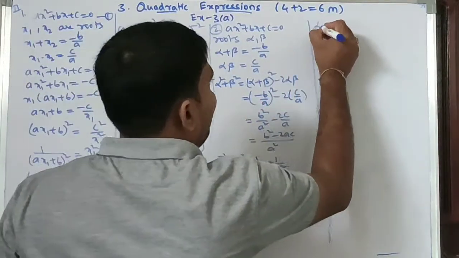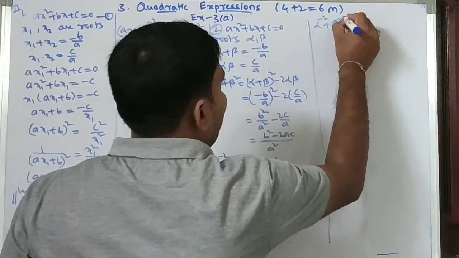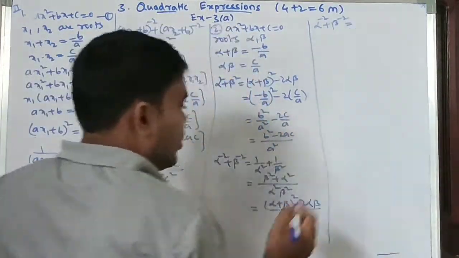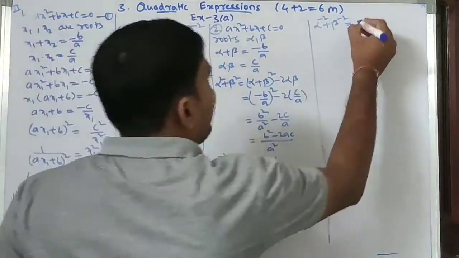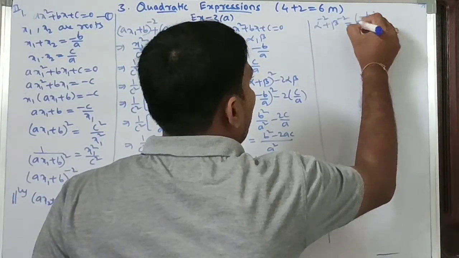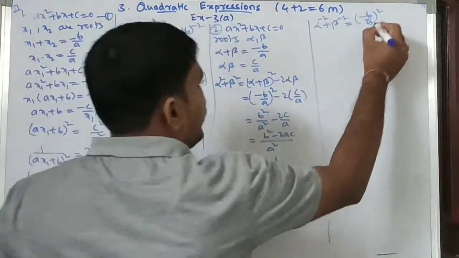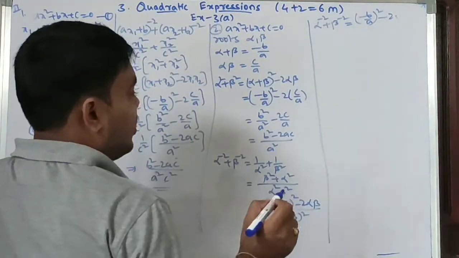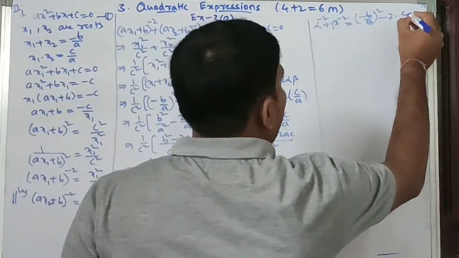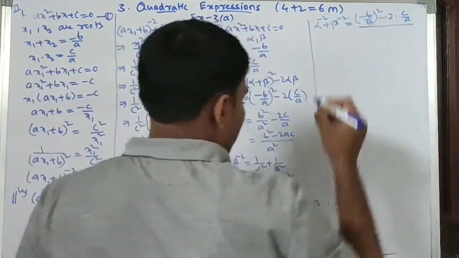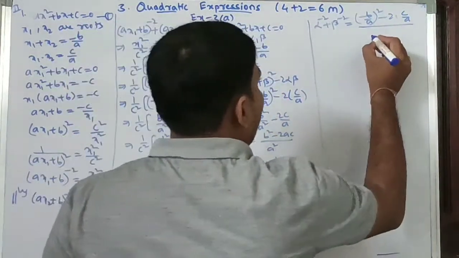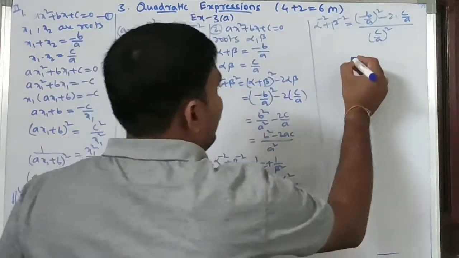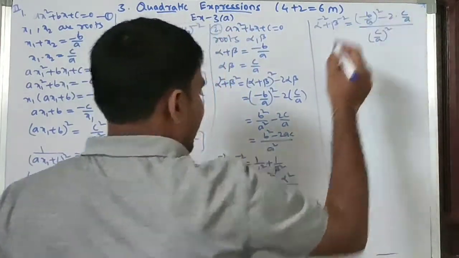Now alpha power minus 2 plus beta power minus 2 equal to (alpha plus beta) whole square, equal to (minus b by a) whole square minus 2 into alpha beta. Alpha beta equal to c by a. So alpha beta whole square equal to (c by a) whole square. Now, we already simplified this one.